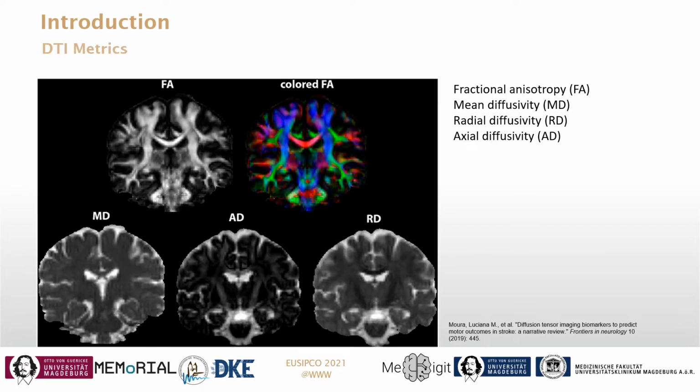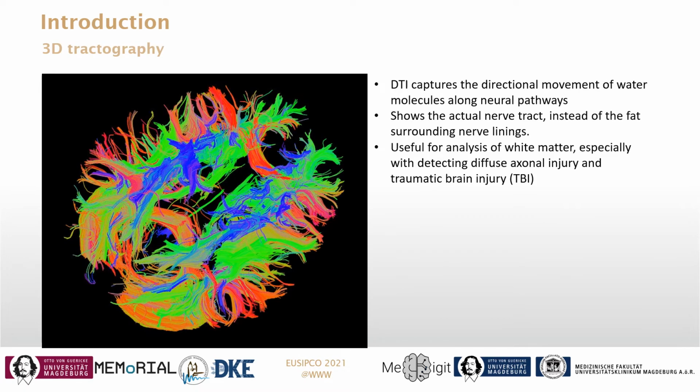Here is an example of DTI metrics: fractional anisotropy, or FA, mean diffusivity, or MD, radial diffusivity, or RD, and axial diffusivity, or AD. DTI captures the directional movement of water molecules along neural pathways. DTI is the only imaging method that shows the actual nerve tract instead of the fat surrounding nerve linings. DTI is useful for analysis of white matter, especially for detecting diffuse axonal injury and traumatic brain injury pathologies that are not visible on standard MRI scans.